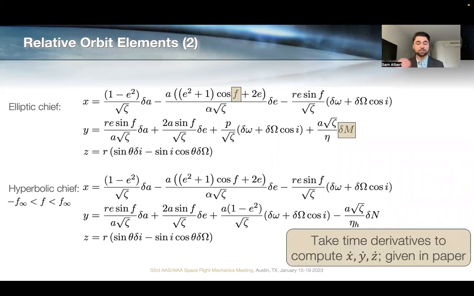And then finally, I don't actually show these in the slides, but in the paper, we also take the time derivatives of all 6 of these equations so that for either elliptical or hyperbolic chief, you can also compute the relative velocity based on relative orbit elements. So with all of this, you can analytically compute the full relative state just by knowing the relative orbit elements at any anomaly value for the chief.